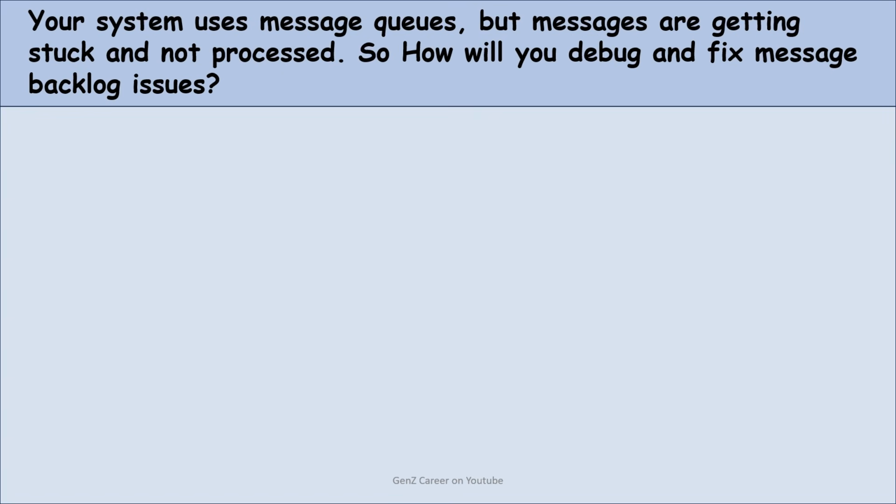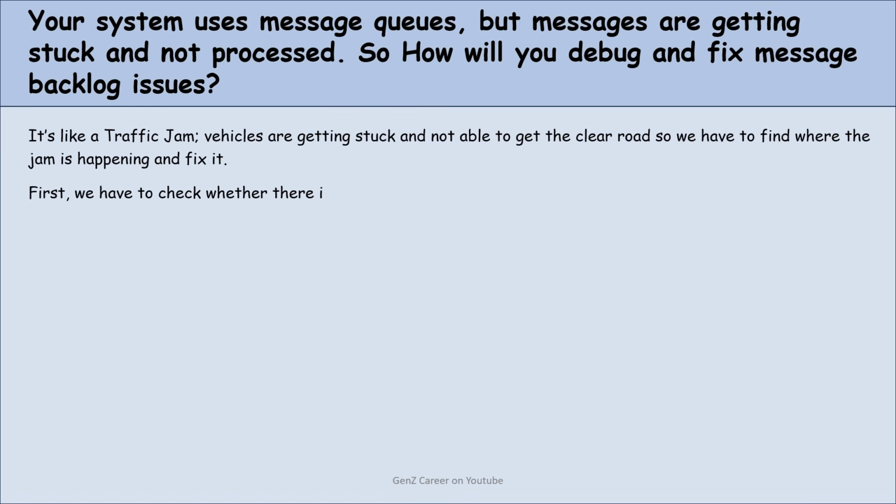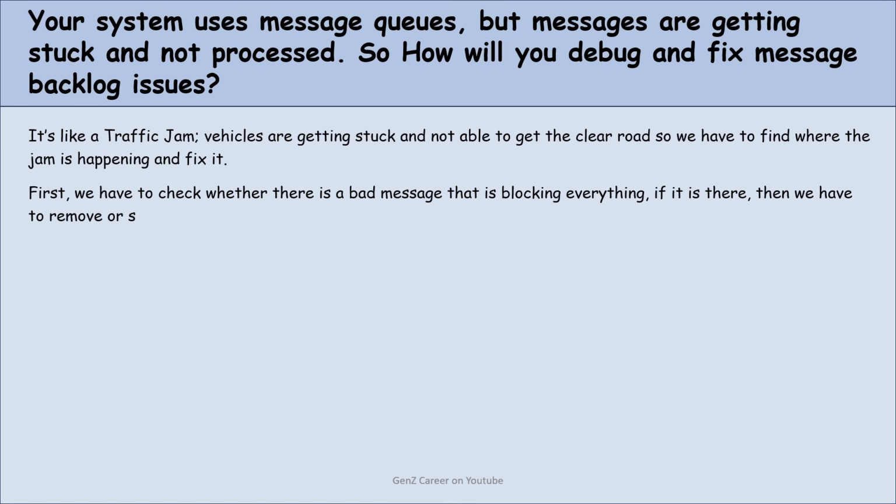This is also a very interesting question. So basically it's like a traffic jam. Vehicles are getting stuck and not able to get a clear road. So we have to find where the jam is happening and fix it. Are you getting my point? So first we have to check whether there is a bad message that is blocking everything. If it is there, then we have to remove or skip that bad message, because sometimes one message keeps failing again and again. Are you getting my point?